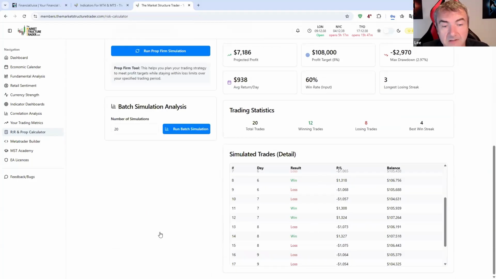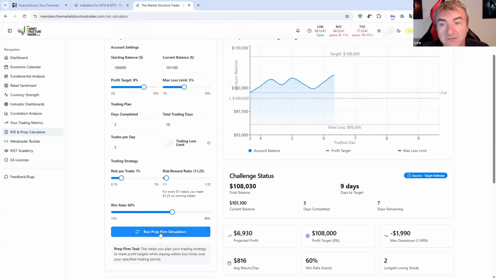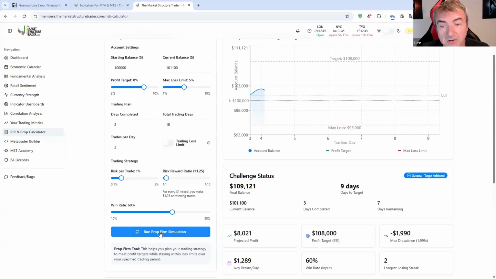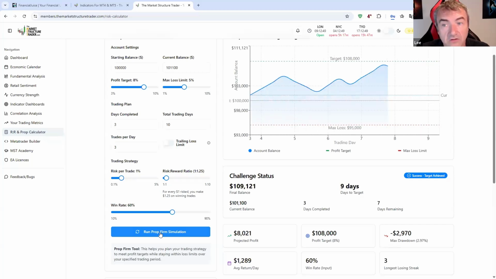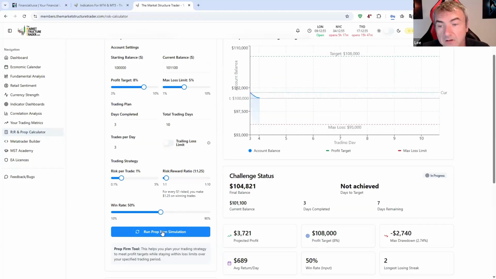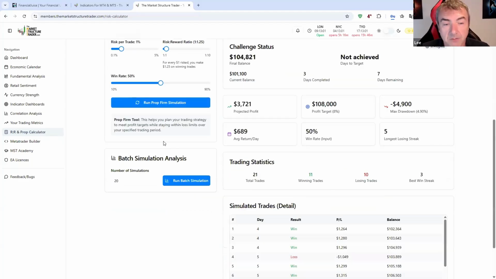Now, you can also run this simulation over and over again to see what would happen. So you passed again, you passed again in 9 days that time. Yeah. So that is a good strategy to use as long as you can get a 60% strike rate. But if you don't get a 60% strike rate, probabilities drop. So it allows you to plan what you can do with your prop trading.